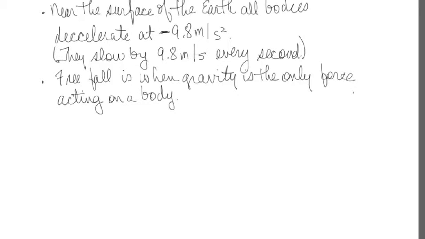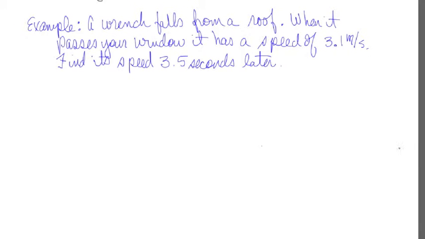And free fall is when a body is acting under the influence of gravity only, or gravity is the only force acting on the body. Let's take a look at a quick example here. A wrench falls from a roof. When it passes your window, it has a speed of 3.1 meters per second. Find its speed 3.5 seconds later.